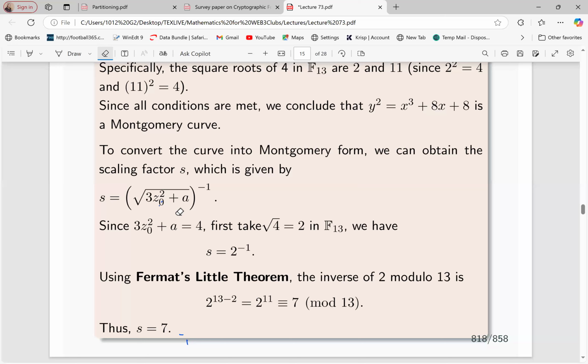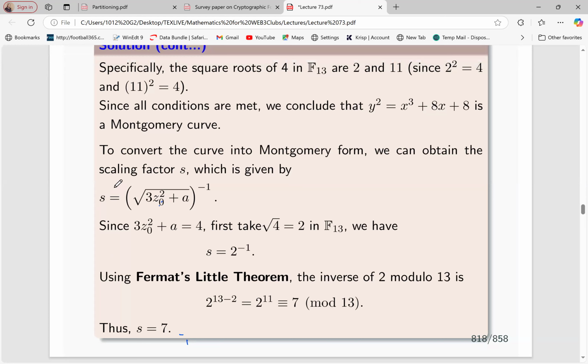Okay. Now that what is under the square root is 4, can we get the square root? The square root of 4 is plus or minus 2. This is the same as 2 and 11, because 2 will just be 2. But what about negative 2? Negative 2 would be 11. So 4 has 2 square roots, and these are the 2 square roots, 2 and 11.